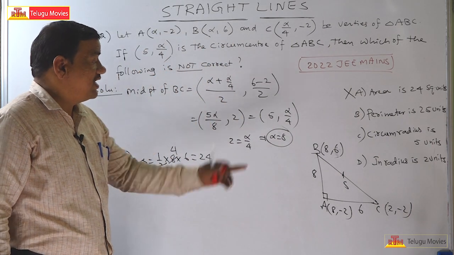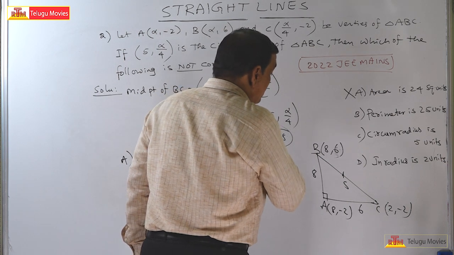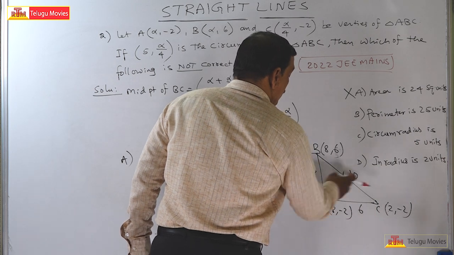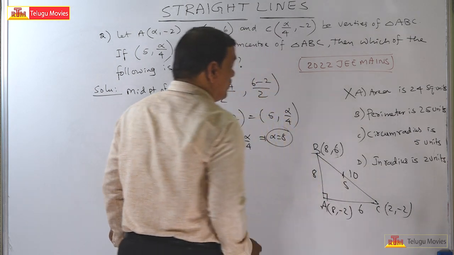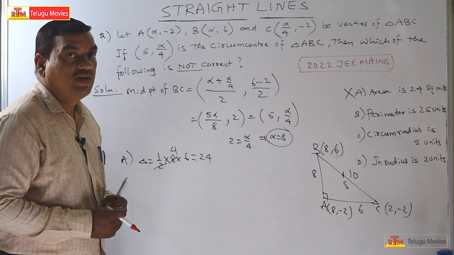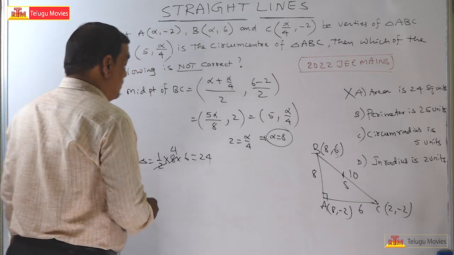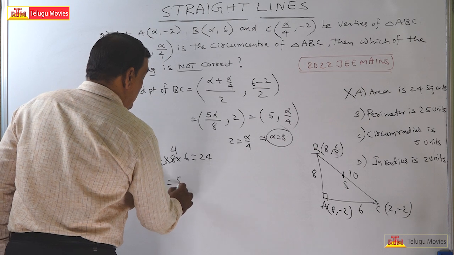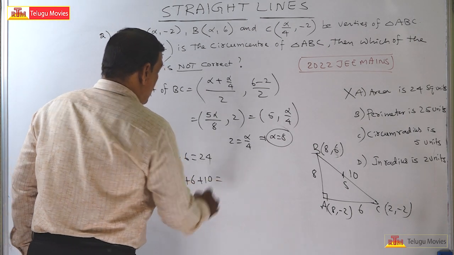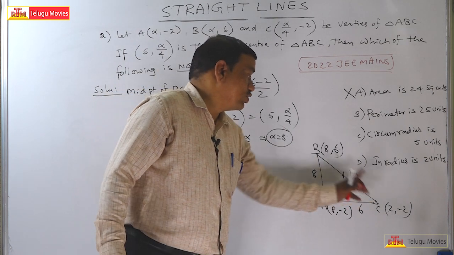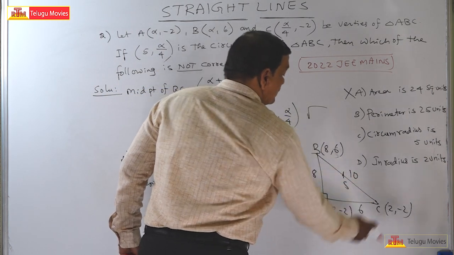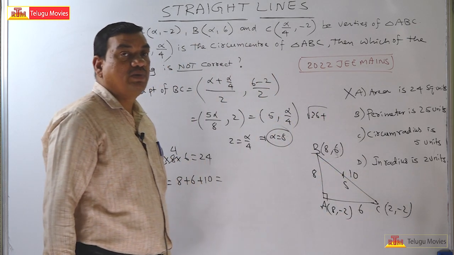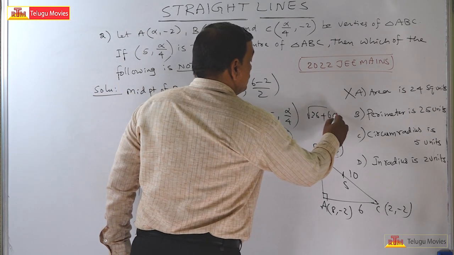So what is the length of BC? This is a 3, 4, 5 triangle, that means 10 will be there. 3, 4, 5 means 6, 8, 10. So that is root of 64 plus 36, root of 100, which is 10. So root of (x2 minus x1) whole square: 8 minus 2 whole square, 6 square, 36, plus 6 minus of minus 2, 6 plus 2, 8, 8 square is 64. So this is equal to 10.